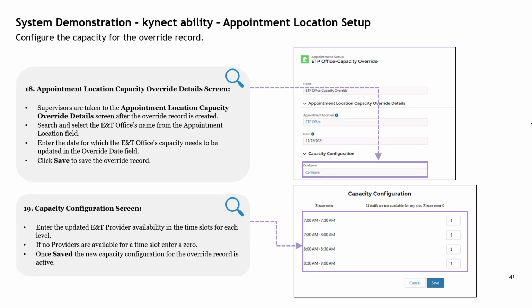Next, configure the capacity for the override record by navigating to the Appointment Location Capacity Override Details screen. Search and select the ENT office's name from the appointment location field. Enter the date for which the ENT office's capacity needs to be updated in the override date field. Click Save to save the override record. On the capacity configuration screen, enter the updated ENT provider availability in the time slots for each day. If no providers are available for a time slot, enter a 0. Once saved, the new capacity configuration for the override record is active.